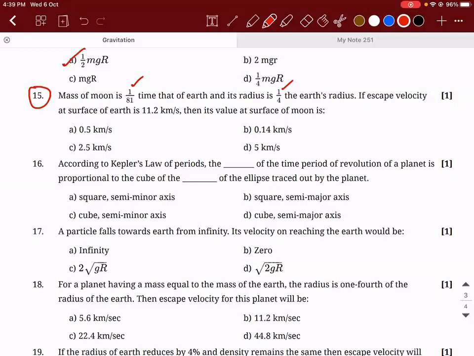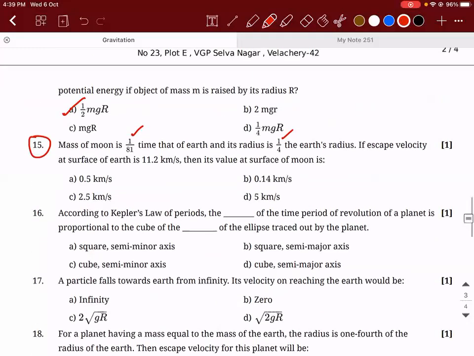Okay. So mass of moon is 1 by 81 times that of Earth. So escape velocity formula is root of 2GM divided by capital R. So if I call this the escape velocity on Earth, escape velocity on moon will be root of 2 times G into mass of moon divided by radius of moon. Divide both, you will get the answer.